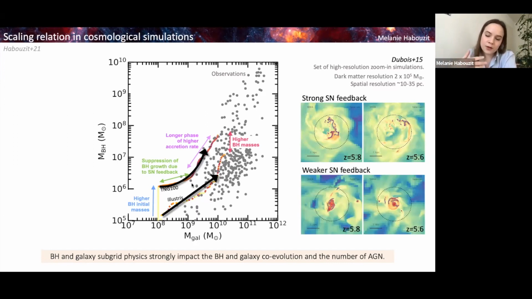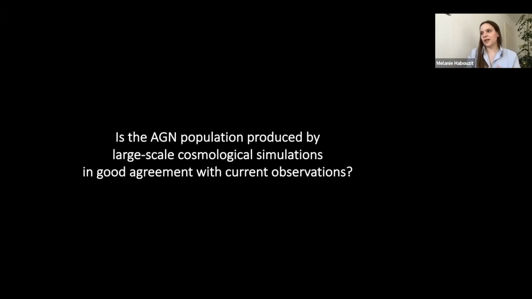If you're employing a weaker supernova feedback, the supernova event is impacting the galaxy, but it's not destroying the cold gas reservoir. So the black holes can actually accrete and evolve linearly with those galaxies. So supernova feedback is able to change the coevolution of the black holes and their host galaxies. And this will be important in the following of the talk. So this was for the black hole properties.